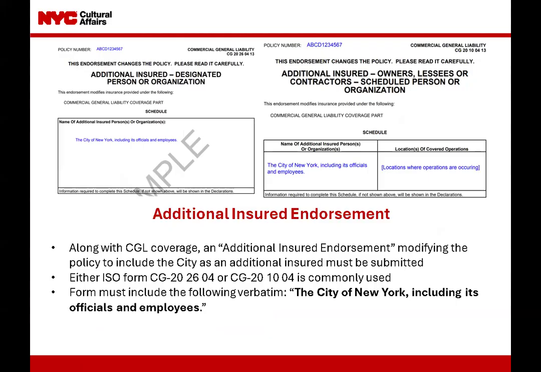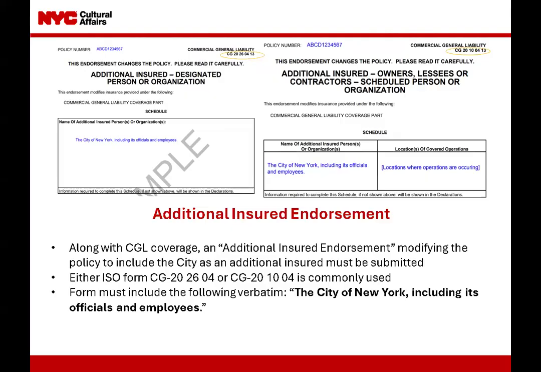Along with CGL coverage, an additional insured endorsement modifying the policy to include the city as an additional insured must be submitted. ISO forms CG 2026-04 or CG 2010-04 are commonly used. Both are shown on this slide. You can submit one or the other, you do not need to submit both. Links to both forms can be found in the CDF funding requirements document.